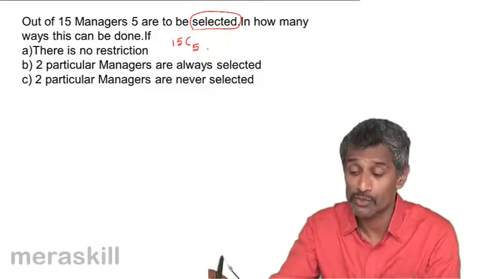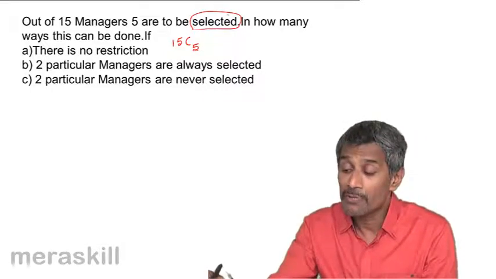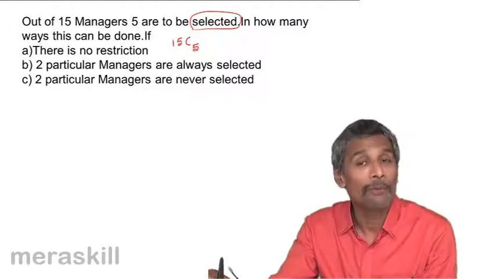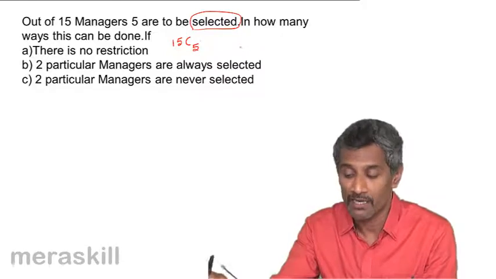The same question, if it is told 5 are to be arranged out of 15. The moment it is a case of arranging, then it is going to be permutation. So it will be 15P5.